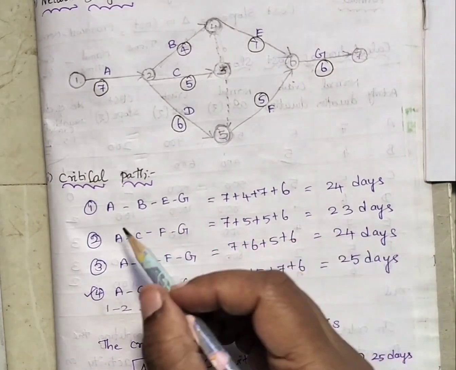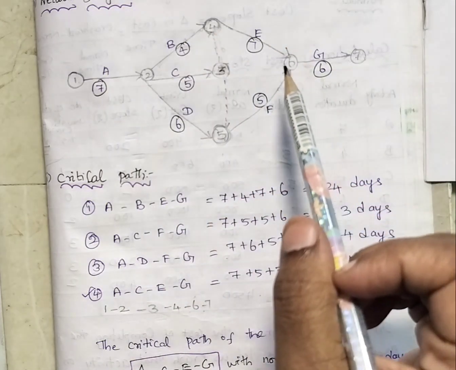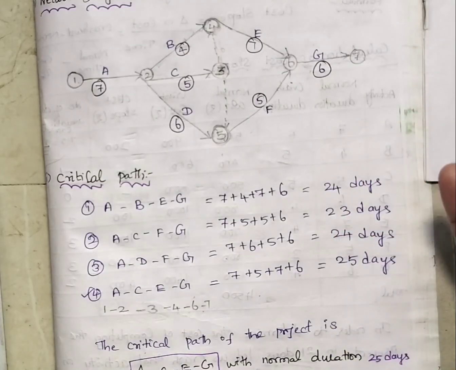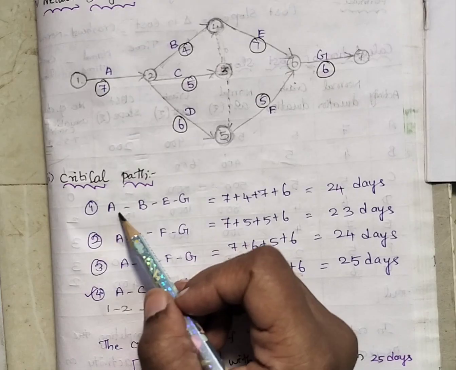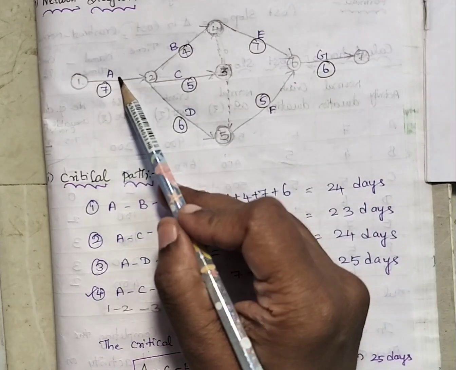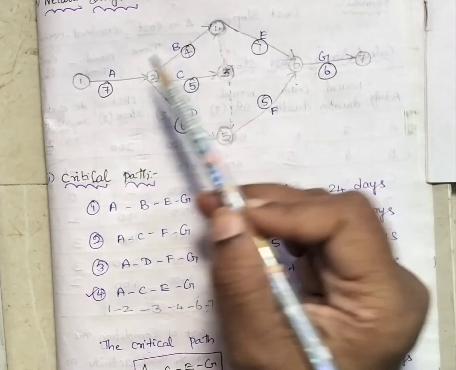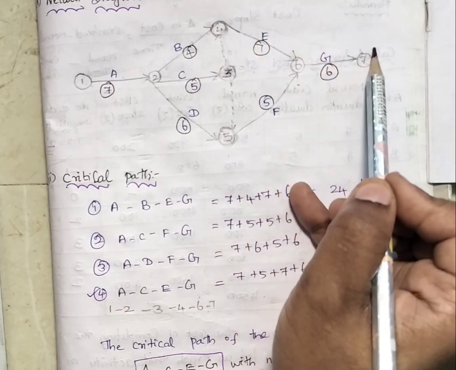So for critical path, to find out the critical path, we are going to write all the paths available in this network diagram. For that, I have selected the first path, that's A, B, E, and G, from starting to ending node. This is one path.